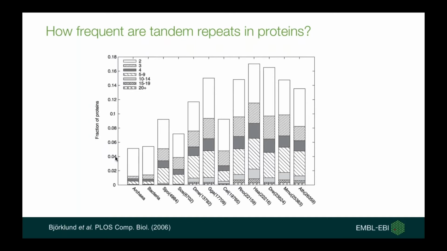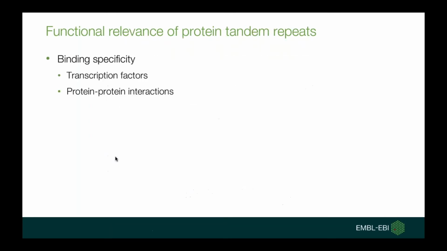eukaryota, and especially mammals and higher eukaryota, we can see that the number of tandem repeats increases. Many studies have associated the complexity of an organism with the number of tandem repeats that its proteome contains. This can be explained by different aspects, but one of them is the functional relevance that these protein tandem repeats have.